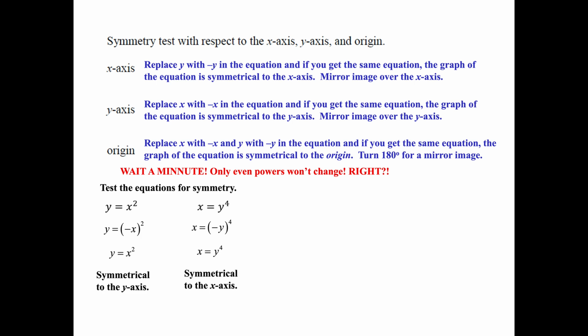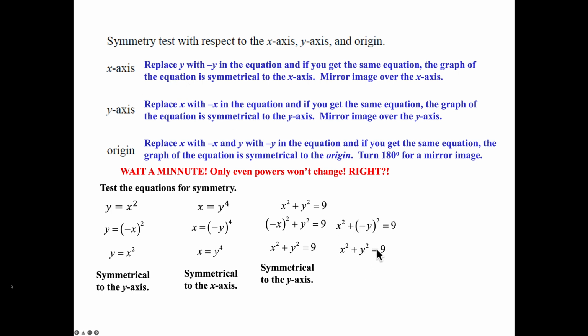So far, so good. X squared plus y squared equals 9. Okay, wait a minute. Both powers are even. So I think we're going to get all these to work. If I put in a negative x, I get x squared plus y squared equals 9 again. So symmetrical to the y-axis. If I put in a negative y, I come back to x squared plus y squared equals 9, symmetrical to the x-axis.